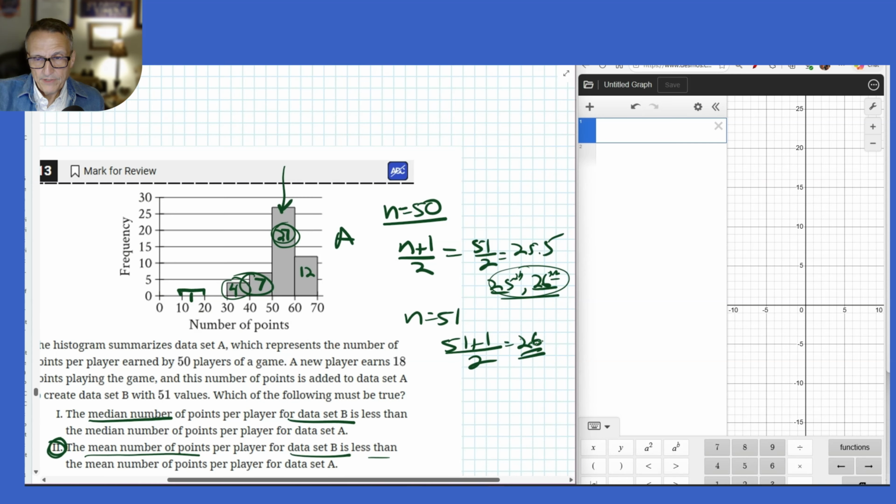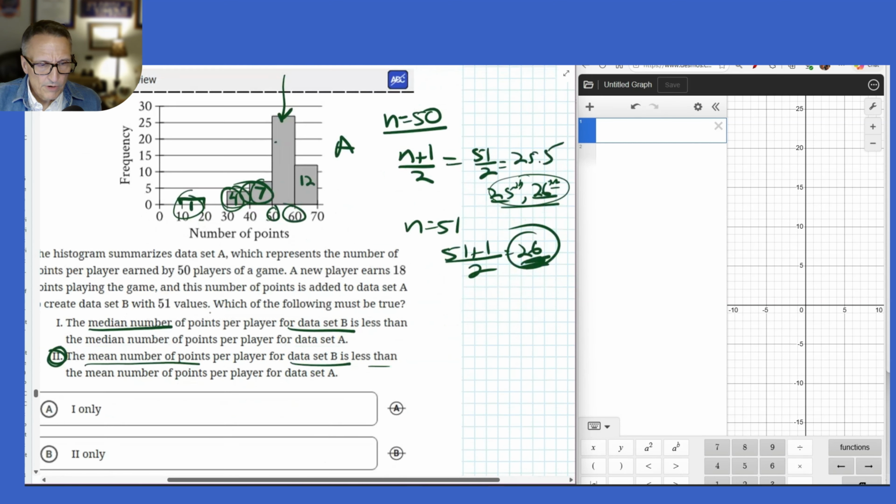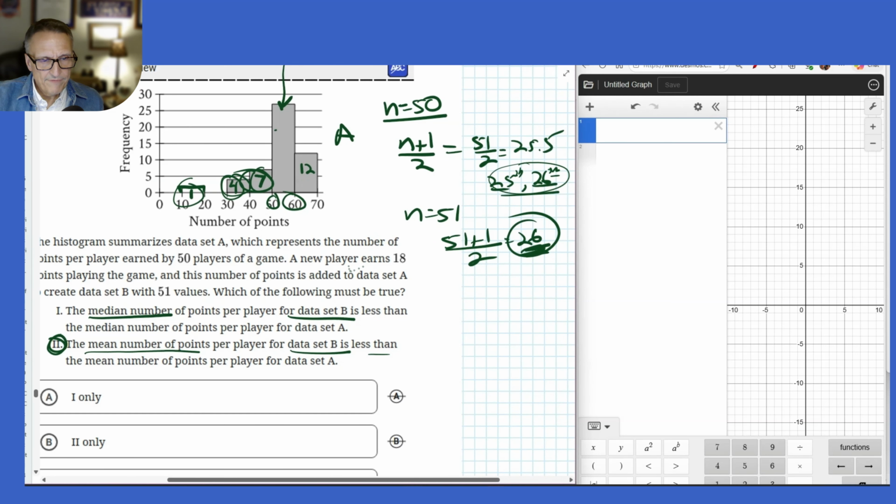But if you add up to see how long it takes to get to the 26, I got 1 and 4 is 5 plus 7 is 12. Then player 13 through 39 is in that stack, and that's where the 26th is. So the median is still going to be somewhere in this interval between 50 and 60. So therefore, the median does not have to change.